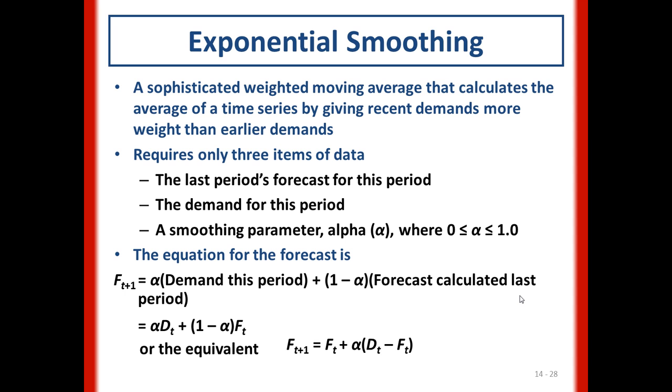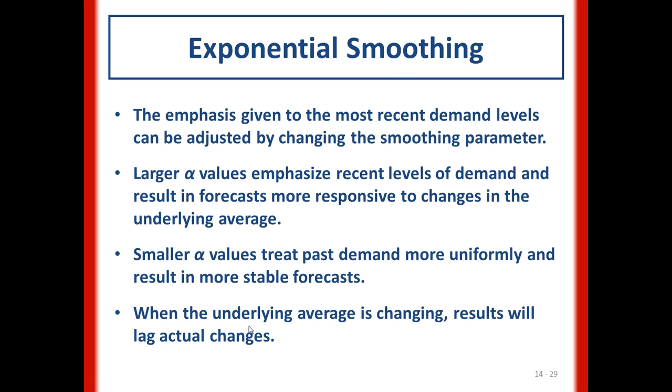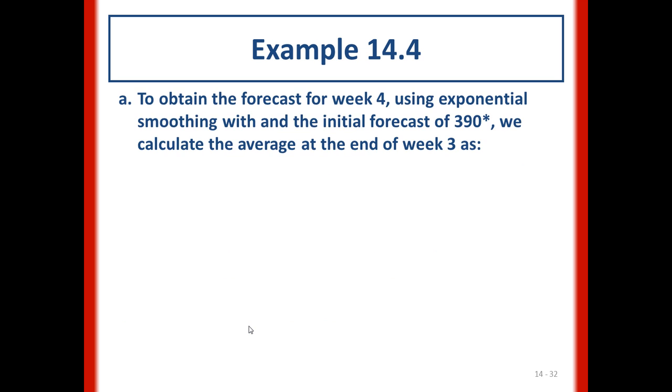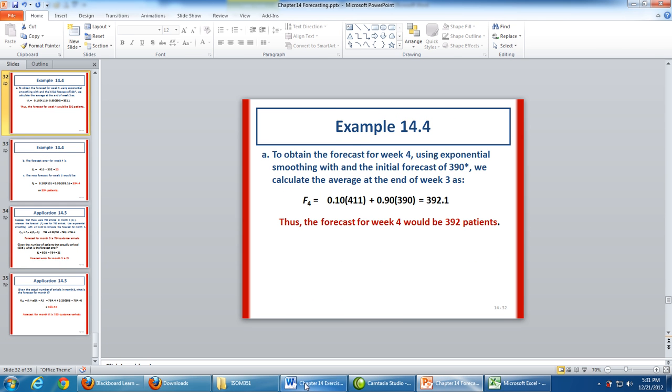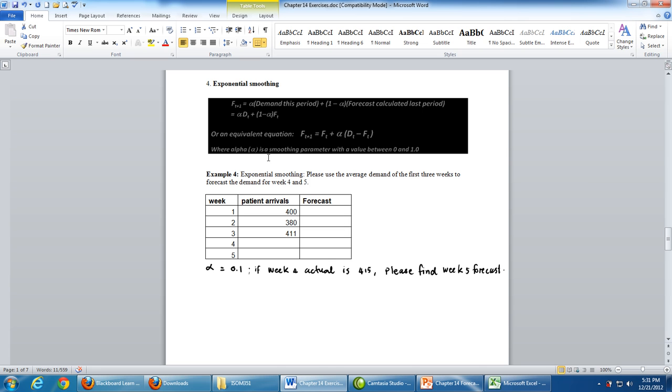To forecast using exponential smoothing, we have 2 formulas which will provide equivalent results. The first one is the one I prefer, which is forecast for the future period equals alpha Dt plus 1 minus alpha Ft. We will use example number 4 to experiment on this exponential smoothing.